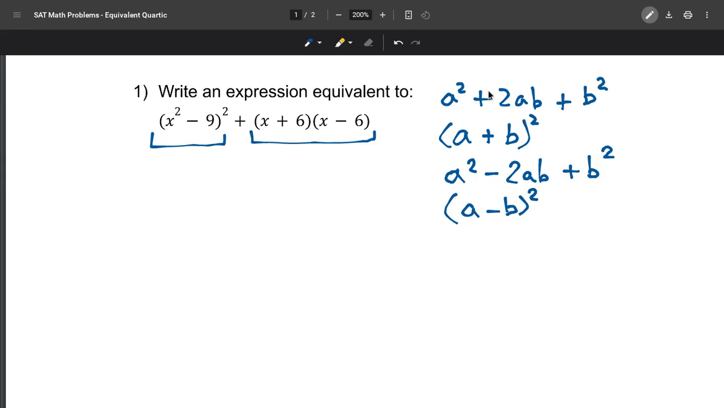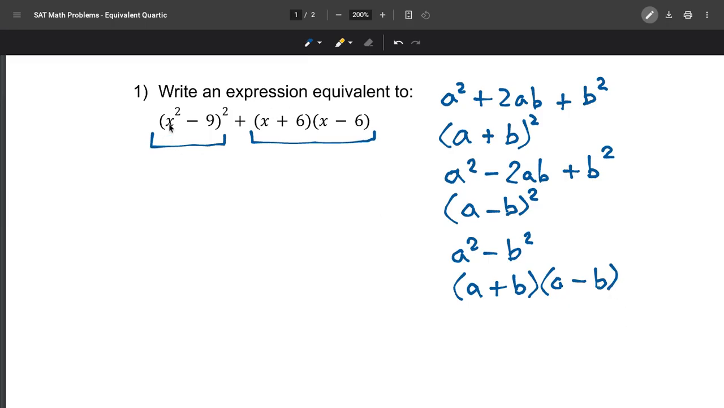Okay, so that's your perfect square trinomial. That's the first part here. And then the difference of squares, so that's a squared minus b squared. That's going to factor to a plus b times a minus b. So knowing those two things, we can work this out real quick.